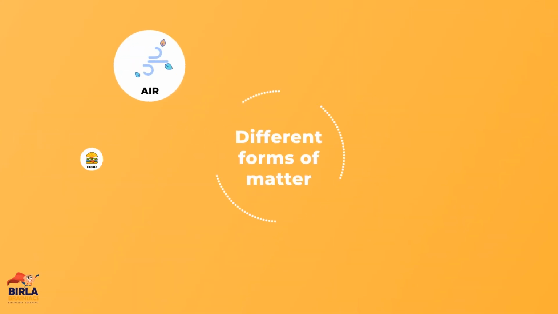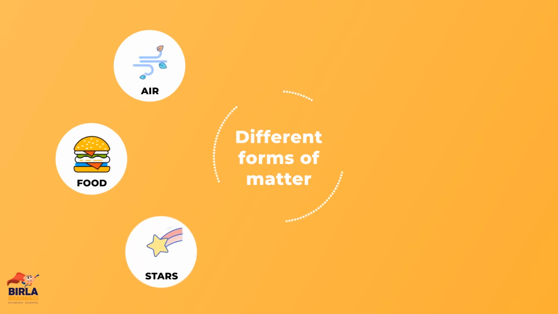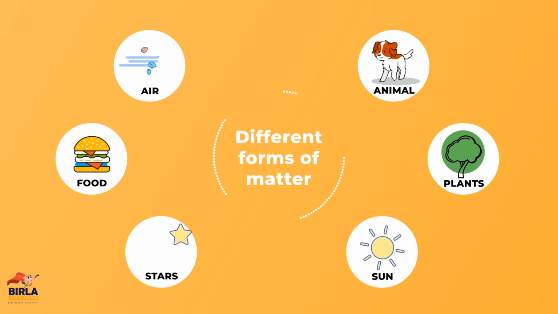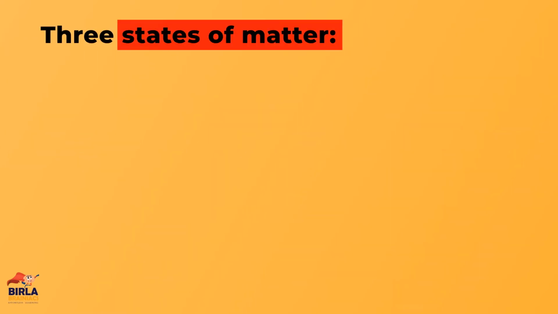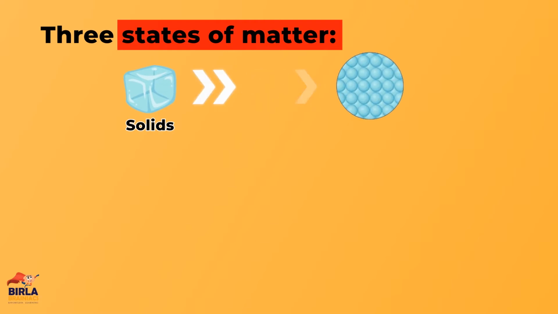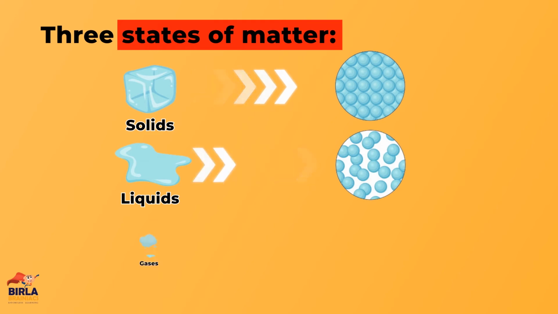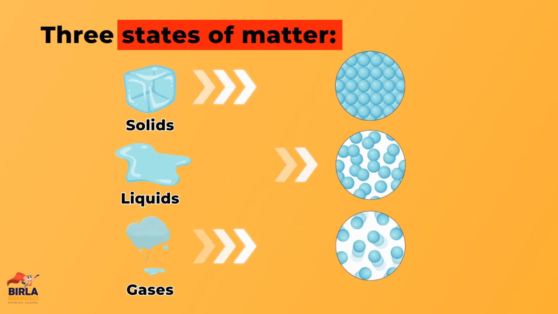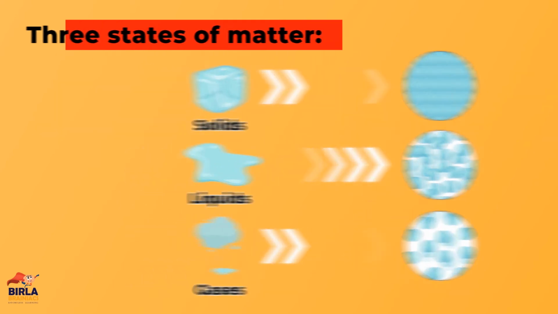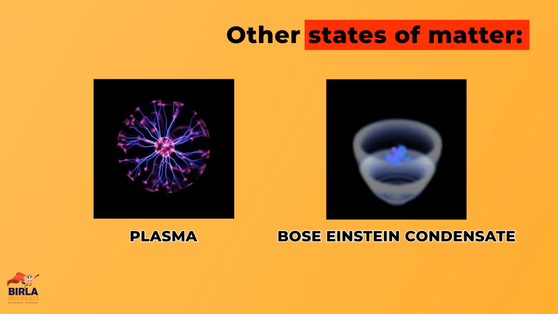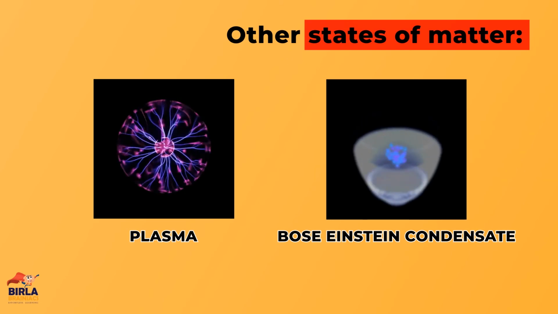The air we breathe, the food we eat, stars, sun, plants and animals that we see around us are all different forms of matter. So what are the different states in which matter exists? The 3 common states in which matter exists are solids, liquids and gases. However, apart from that, there are many other states of matter that are known to us, like plasma, Bose-Einstein condensate, etc.